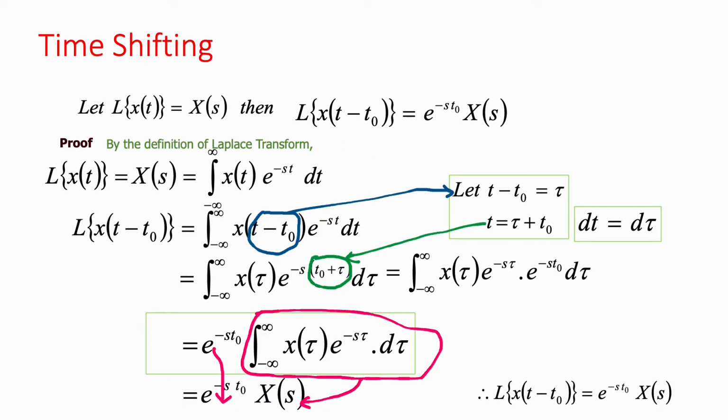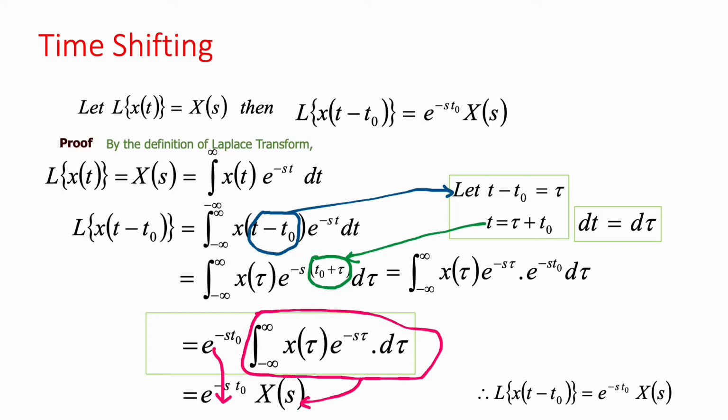Next property is time shifting. Let Laplace transform of x of t be equal to x of s. Then Laplace transform of x of t minus t naught, this is the time shift, we all know is equal to e power minus s t naught x of s. So this we have to prove.